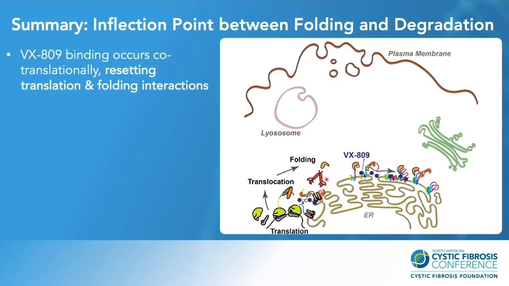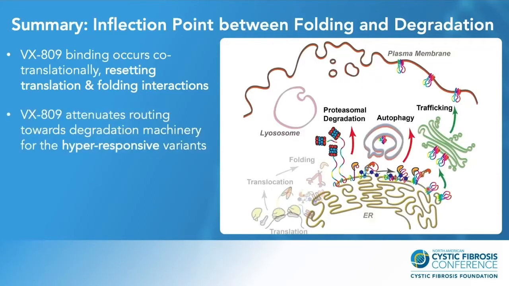But then subsequently, the paths diverge. VX809 reduces the routing towards degradation pathways for the hyperresponsive variants, meaning that they are mostly present in corrected conformations that are now trafficking competent. On the other hand, delta F508 does not pass these quality control checkpoints and remains routed for degradation, or it also remains trapped in the secretory pathway, which could explain the increased associations that we see with trafficking factors.